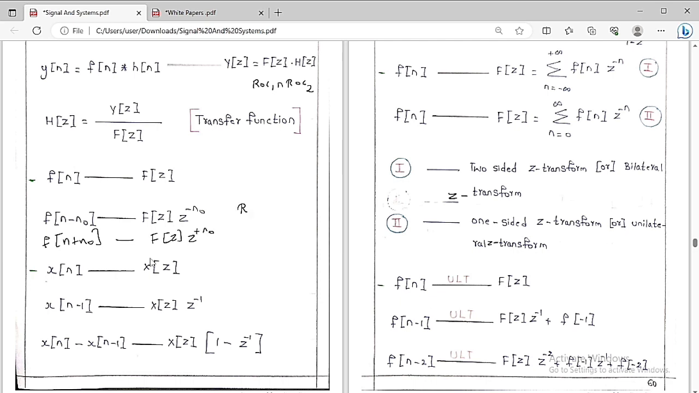The ROC is same. Only we are shifting the signal, right? So ROC is same. Therefore, you have to remember this form. Here minus means here minus, here plus means here plus, for the bilateral Z transform.